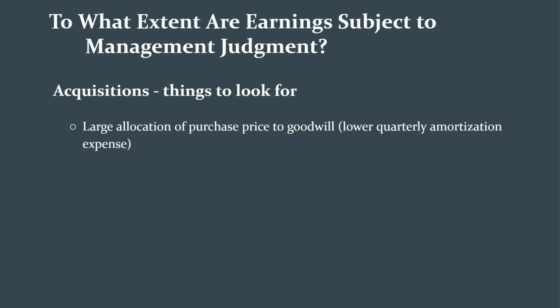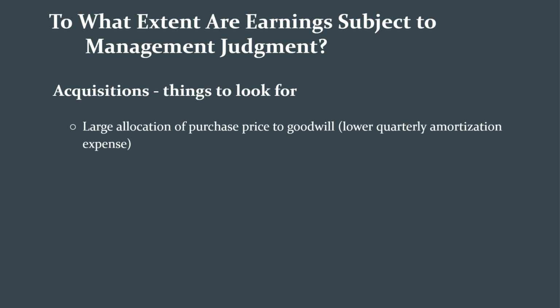When a company acquires another company, it allocates a portion of the purchase price to what is called goodwill. Now, goodwill is typically not amortized, it just sits on the balance sheet. So, if a company puts more of the purchase price to goodwill, it will have lower expenses to amortize each quarter. Typically, the more goes to goodwill, the less goes to what is called other intangible assets. And these other intangible assets are amortized to expense each quarter.